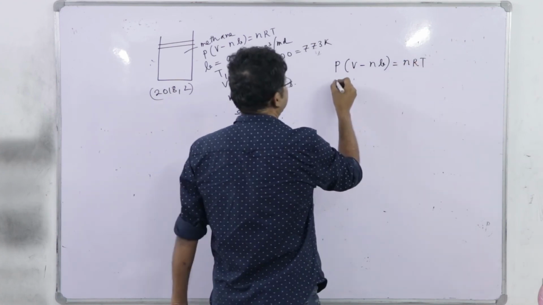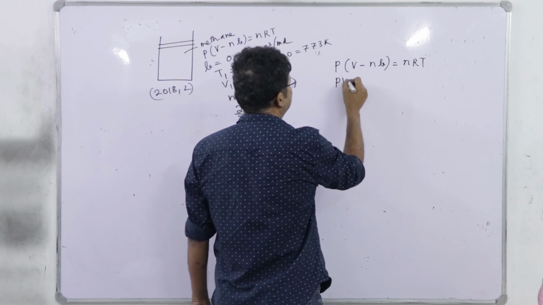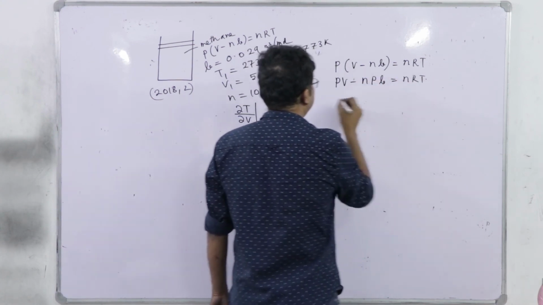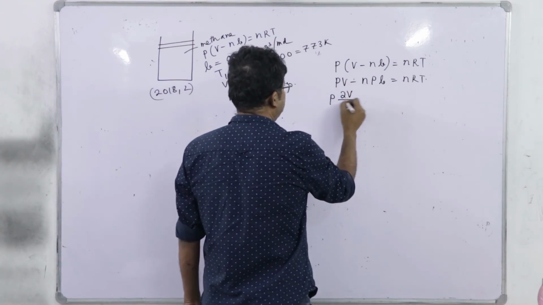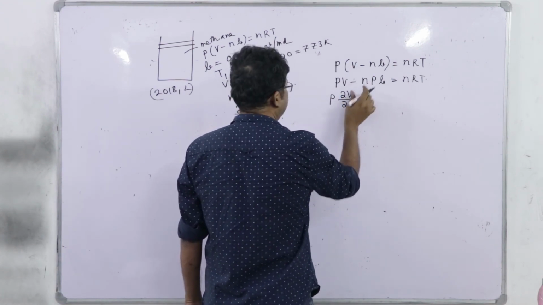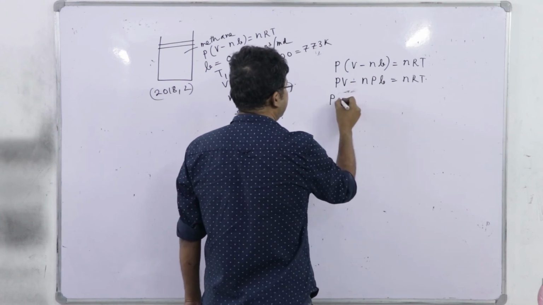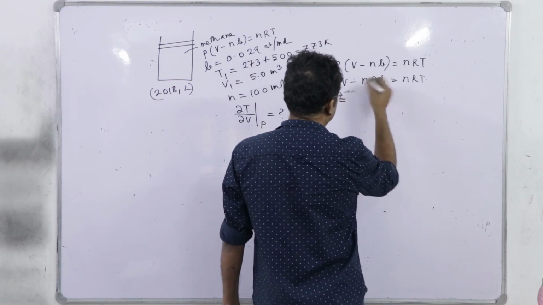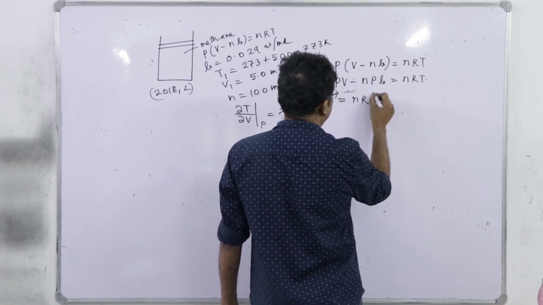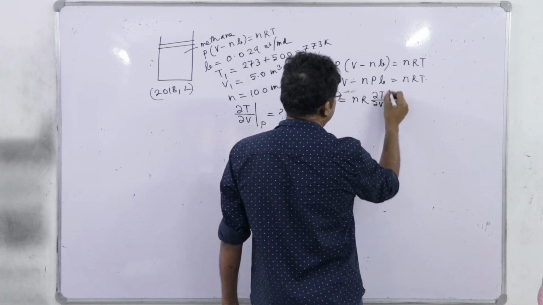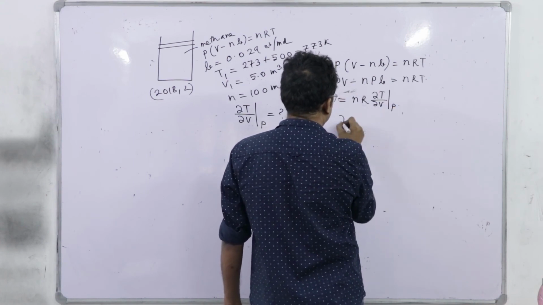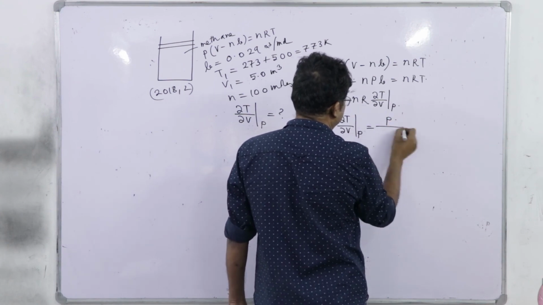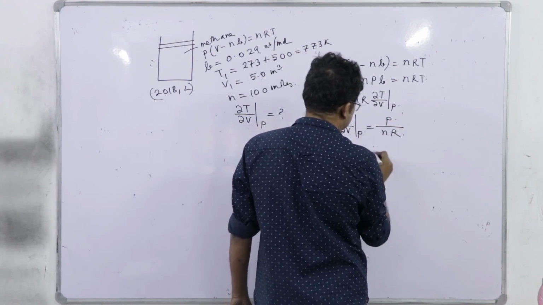So if I take the derivative of P (V minus nB) is equal to nRT, you will be going to take this with volume. So P V minus P n B is equal to nRT. So P into del V, P into P only, because we are taking the derivative. Here it's 0 because there is no volume term. nR del T del V at constant P. So del T del V at constant P is equal to P divided by nR.